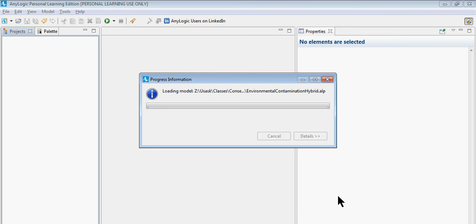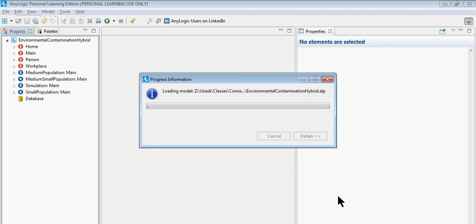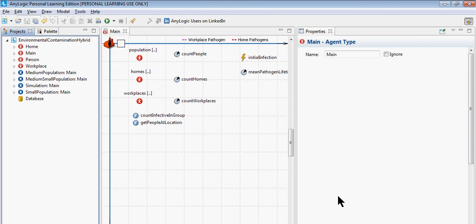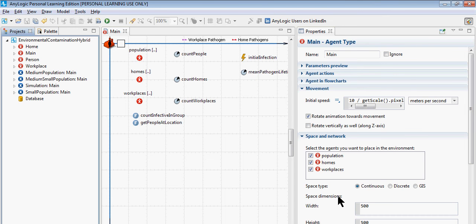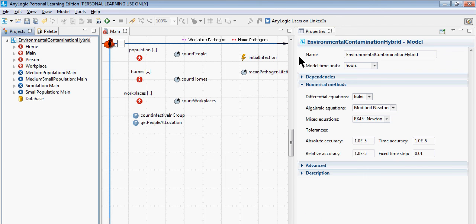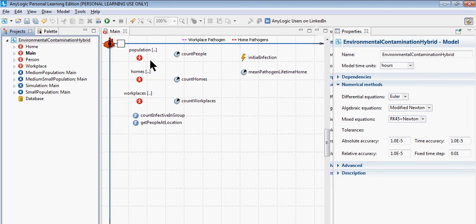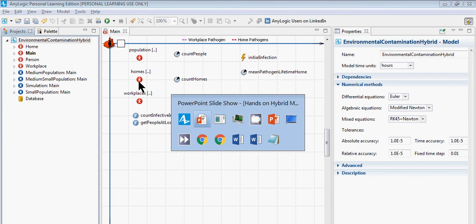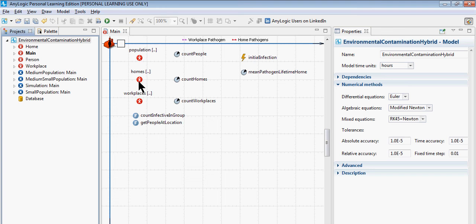Next, we're going to go down to this last one: aggregate system dynamics drives agent population evolution. Let's open that model. That will be our last one. I'm going to close this, and we're going to open up a model called something like environmental reservoirs or environmental contamination. Under hybrid models, it's called environmental contamination hybrid. So open that up.